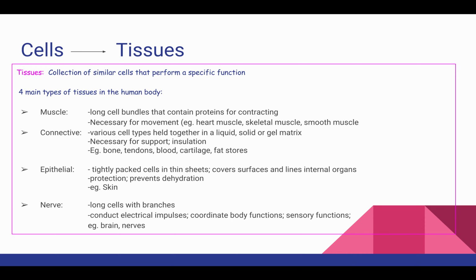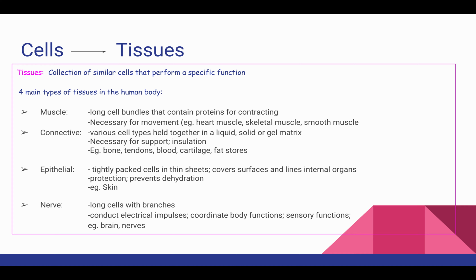The third tissue is epithelial. If you think about the epithelial tissue, you want to think about your skin, and that's cells that are tightly packed in thin sheets. They cover the surfaces of the body. They also line our internal organs as well. We use epithelial tissue for protection. It also prevents water loss, prevents dehydration.